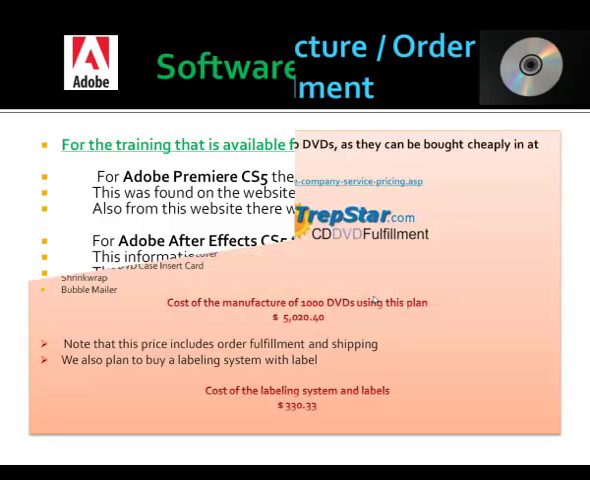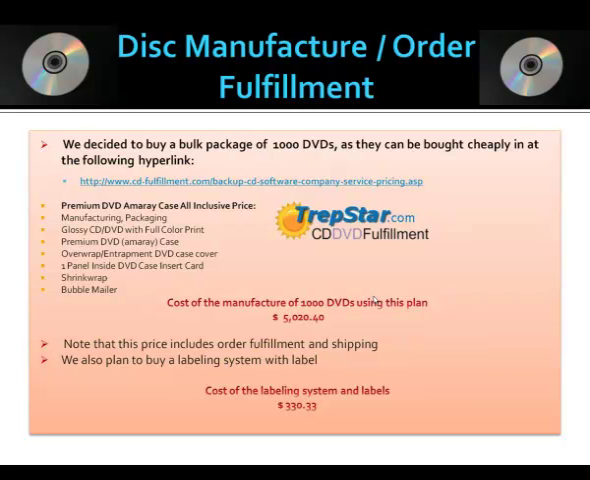So moving on. Disc manufacture and order fulfillment. We decided to buy a bulk package of 1,000 DVDs, as they can be bought cheaply at the following hyperlink, Trepstar.com. Trepstar was an awesome website for us because of the great prices it has, which even included order fulfillment and shipping. So we got things like manufacturing, packaging, glossy CD/DVD with full color print. We got that all for the manufacture of 1,000 DVDs for around $5,000, as you see in red there. So we got a lot of things from Trepstar, and we're thinking we're going to go with that.